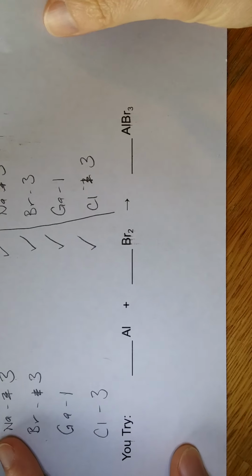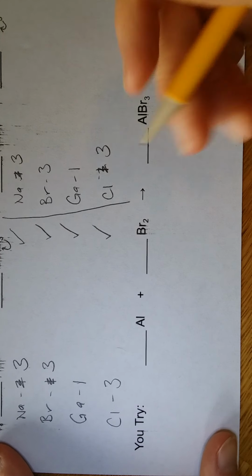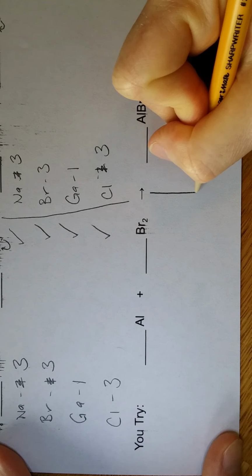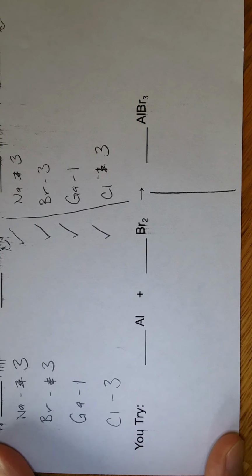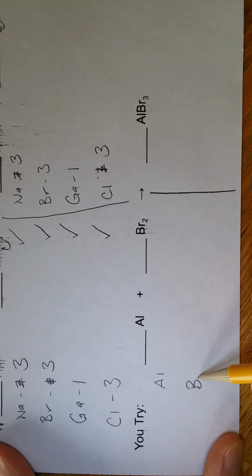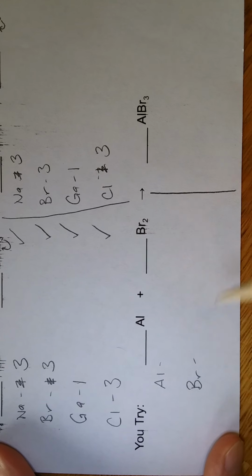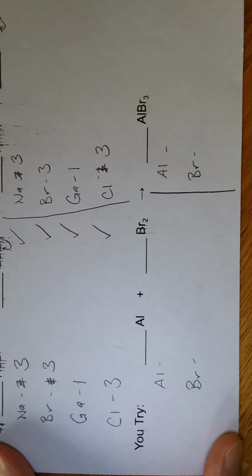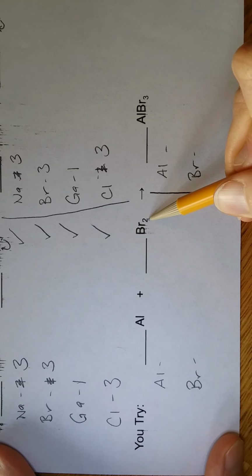Here's the part where you get to start to try. So remember to set up your balancing. You're going to just draw a line down underneath your arrow, and you're going to count the number of aluminum and bromine atoms on each side. Don't forget to take a look at the subscript.